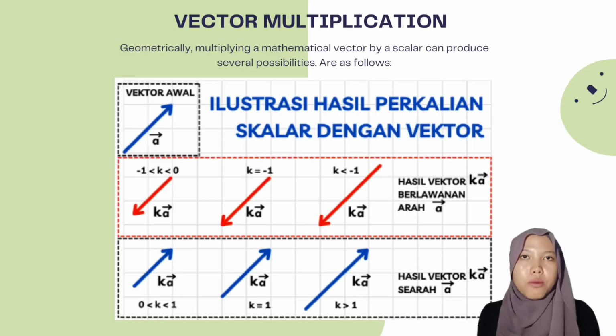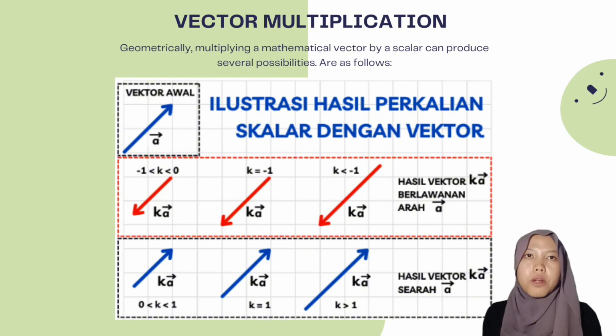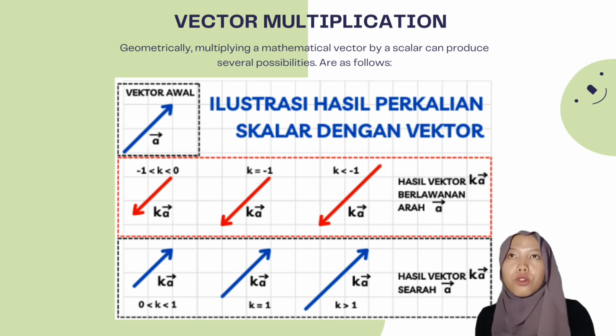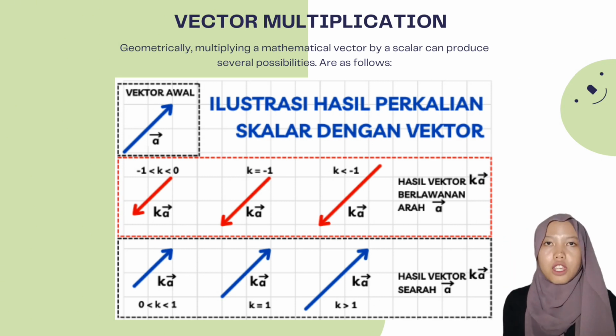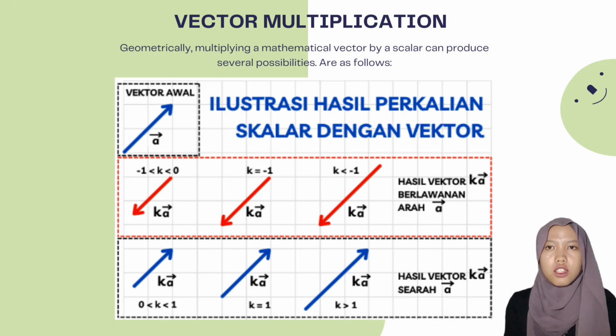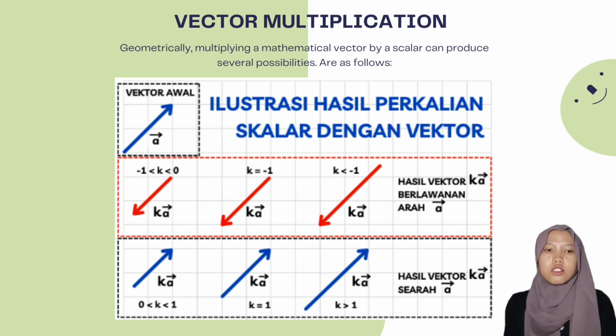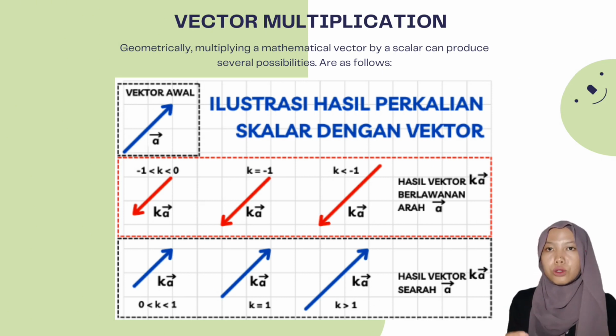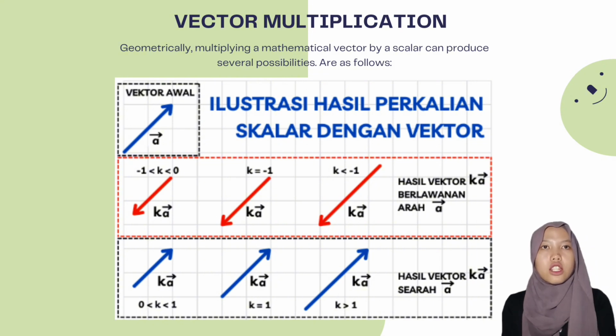Okay, geometrically multiplying a mathematical vector by a scalar can produce several possibilities, as follows. If k is more than 1, then ka is in the same direction as a and extended. If k equals 1, ka is the same as a. If k is in the interval 0 to 1, then ka is in the same direction as a and shortened.